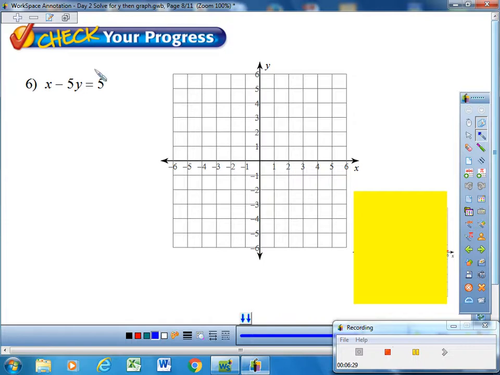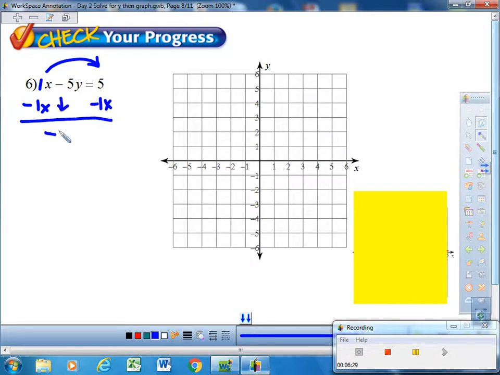Alright, so you should have solved this for y. I'm going to go ahead and put a 1 in front of the x. I'm going to move this over, subtract 1x, bring down your negative 5y equals negative 1x plus 5. Remember, a 5 by itself is a positive 5, so I need to put a plus there. And then divide by negative 5. And don't forget to divide everything.